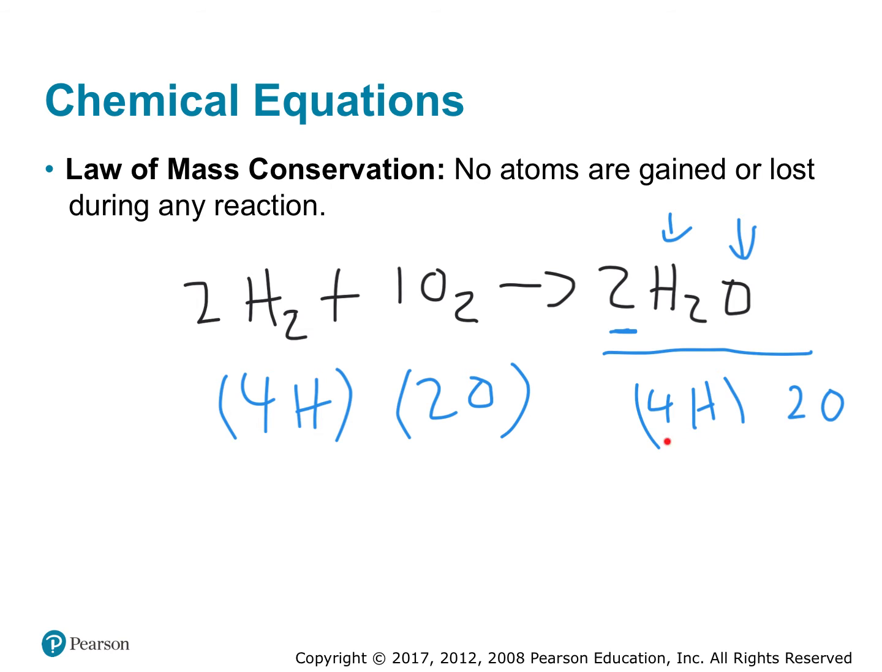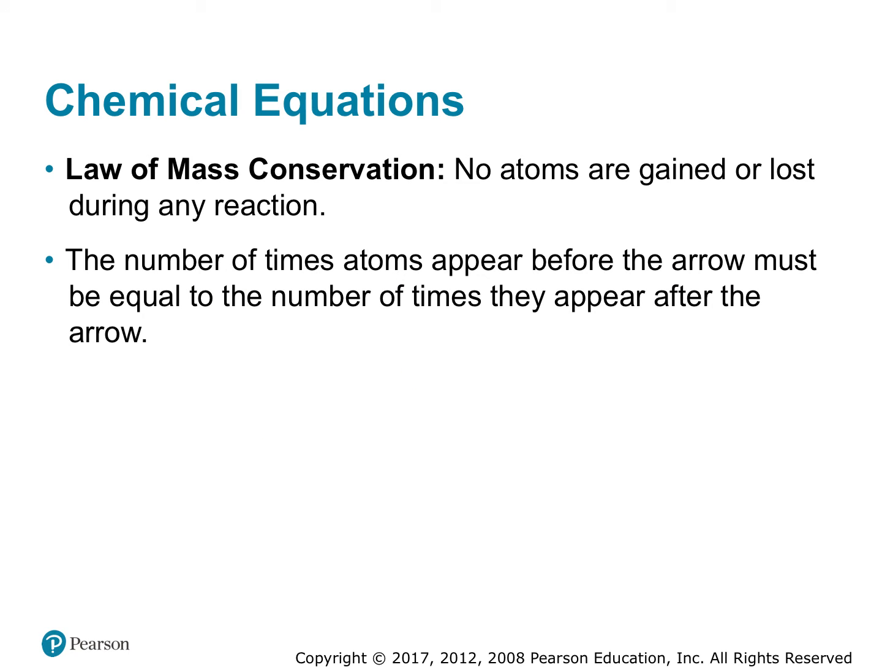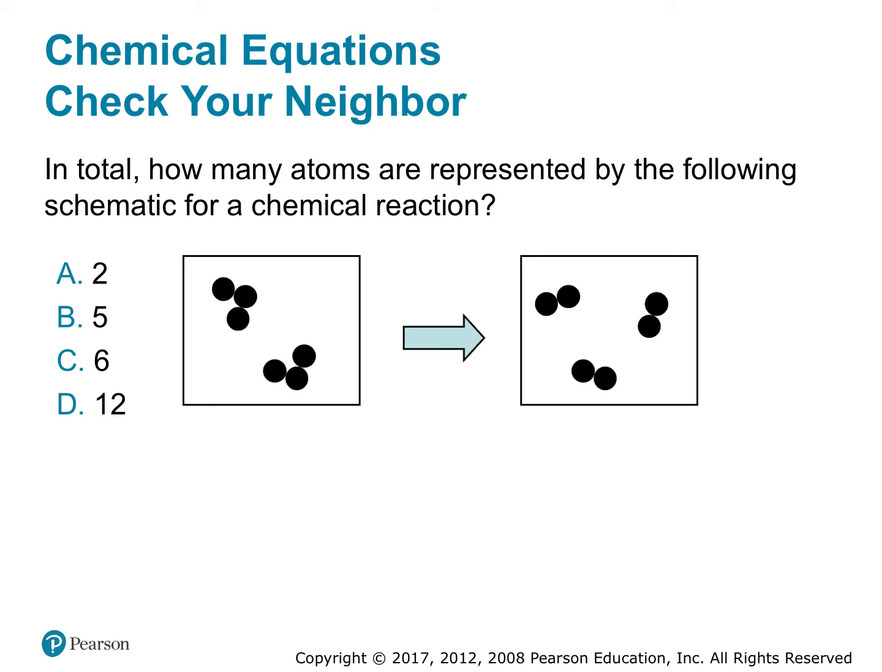So what I have here is 4 hydrogens after the reaction, 4 hydrogens before the reaction. I've got 2 oxygens before, 2 oxygens after. And so the mass of hydrogen is the same, the mass of oxygen is the same before and after the reaction. So we can sum this up and say the number of times atoms appear before the arrow must be equal to the number of times they appear after the arrow.